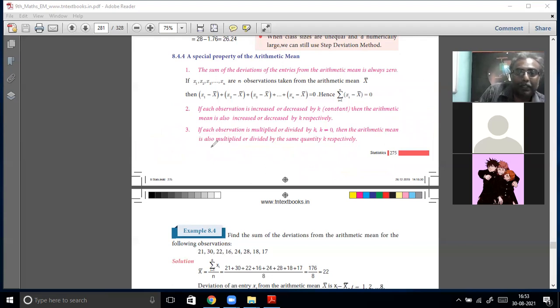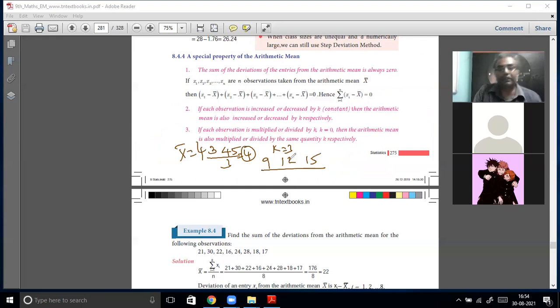Suppose I am having 3, 4 and 5. Now I am multiplying everything, k is equal to 3. Now I am having 9, 12 and 15. What is the mean for this? Mean for this is 4, arithmetic mean, x bar equal to 4. Now what is the mean for this? 12 is the mean. Can we verify that? 9 plus 12 plus 15 is 36, divided by 3. Mean is 12.